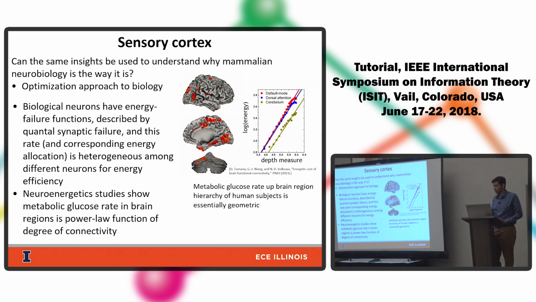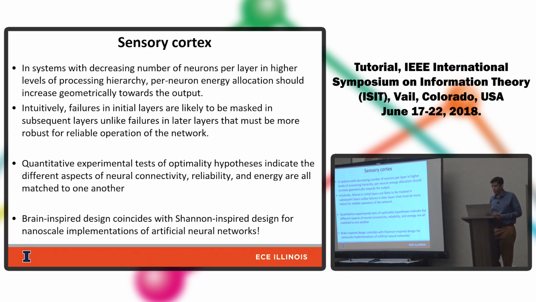So it's suggestive that in systems with decreasing number of neurons per layer in hierarchical processing, this principle seems to actually play out. So here the brain-inspired design coincides with Shannon-inspired design for nanoscale implementations. Okay, so perhaps nature has found a solution similar to what we were suggesting to circuit designers.